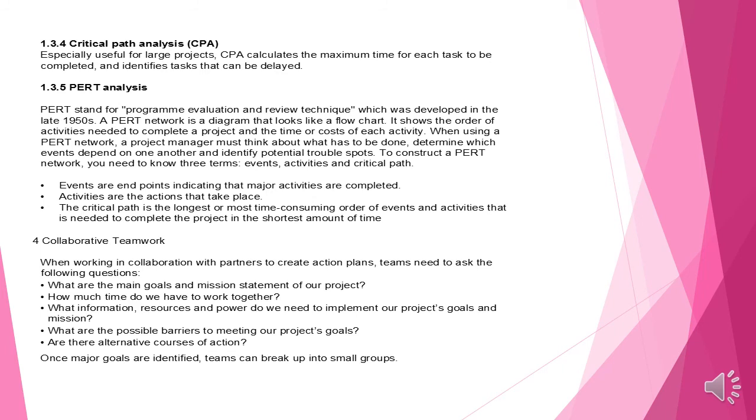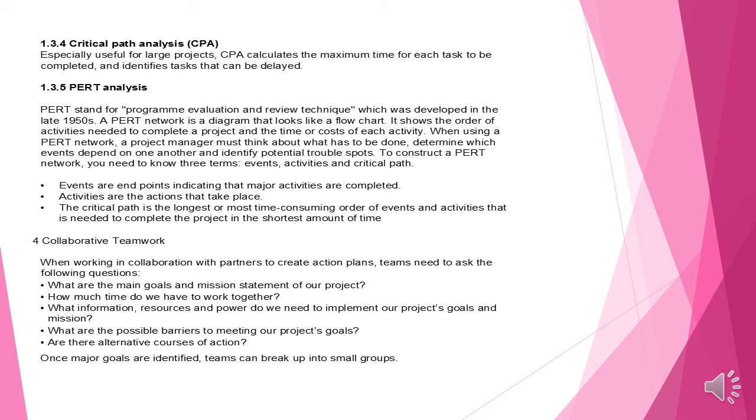On to the next slide. We have critical path analysis, especially useful for large projects. CPA calculates the maximum time for each task to be completed and identifies tasks that can be delayed. Then we have the PERT analysis. PERT stands for Program Evaluation and Review Technique, which was developed in the late 1950s. A PERT network is a diagram that looks like a flowchart. It shows the order of activities needed to complete a project and the time or cost of each activity.